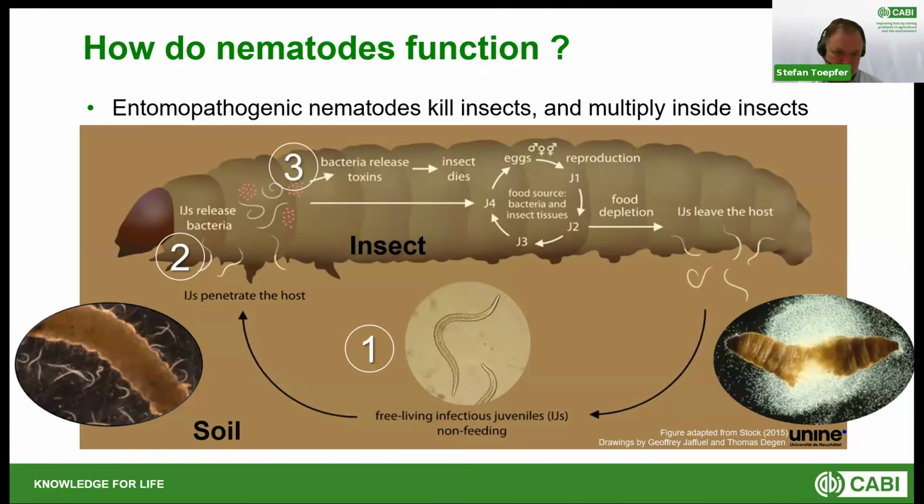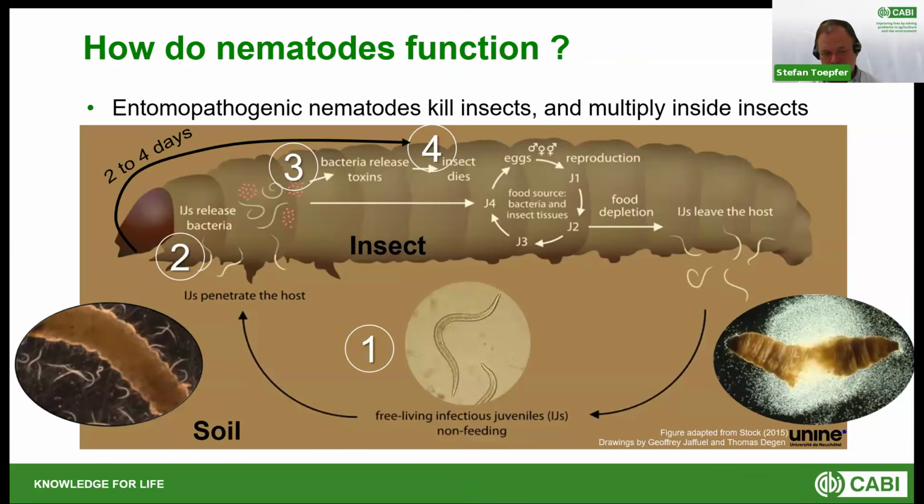Then there's something special. They have bacteria, they release the bacteria, and the bacteria are toxic to the insect, and the insect is dying. So now this process takes 2 to 4 days. Entering of the nematode, the bacteria start to multiply and kill the insect. So it's not a knockdown effect. It takes 2 to 4 days, of course, depending on the cropping system and the nematodes.